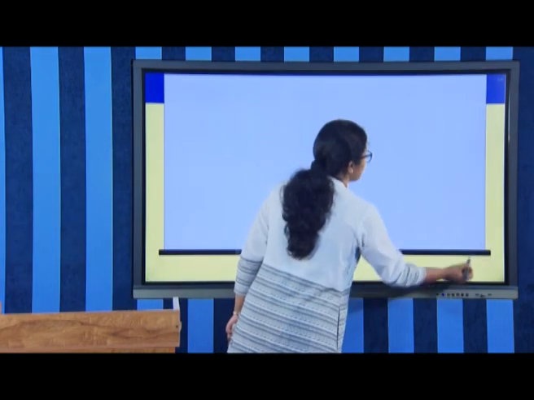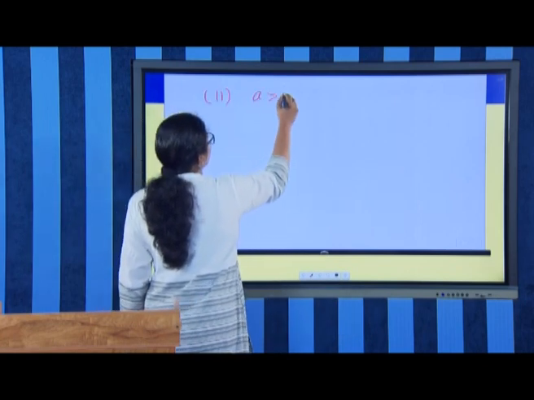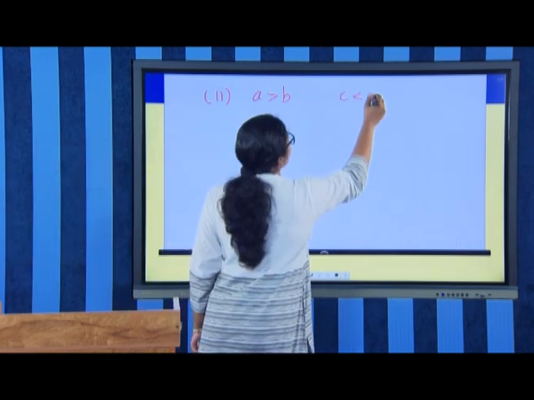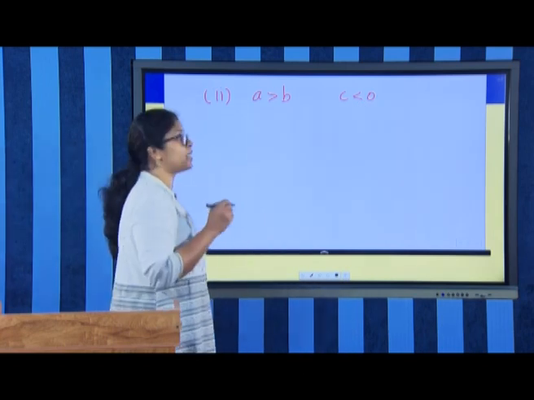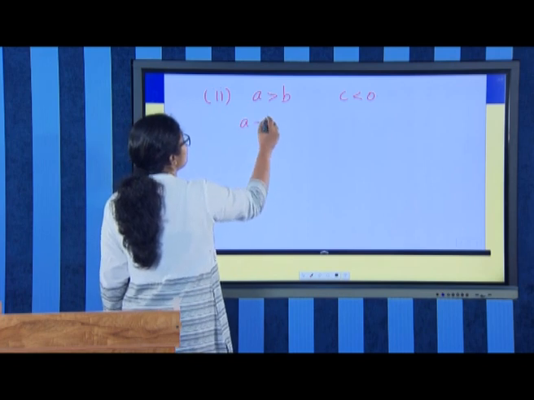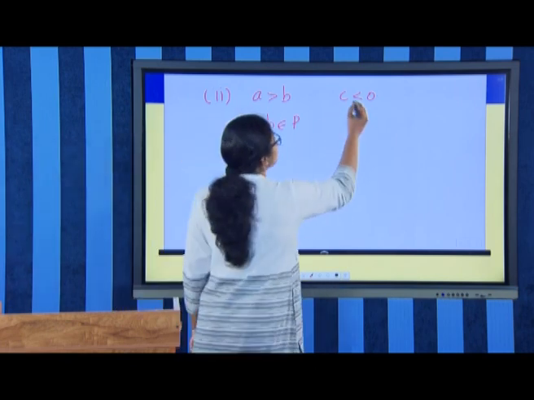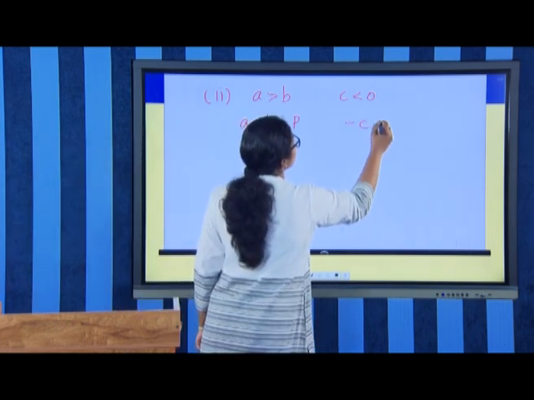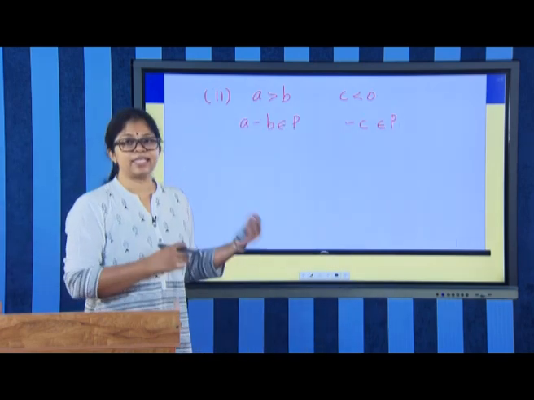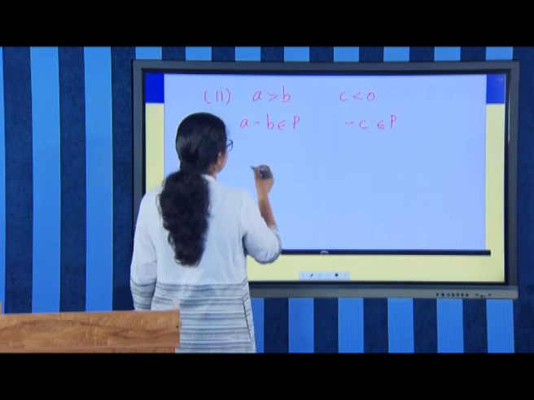The second part shows that you have A greater than B given as in the first case, but C is given to be less than 0. So, C is a negative real number here. So, A greater than B means we have A minus B belong to the set of all positive real numbers. C less than 0 means negative of C belongs to the set of all positive real numbers, because C is given to be less than 0. So, we know that negative of C belongs to the set of all positive real numbers.